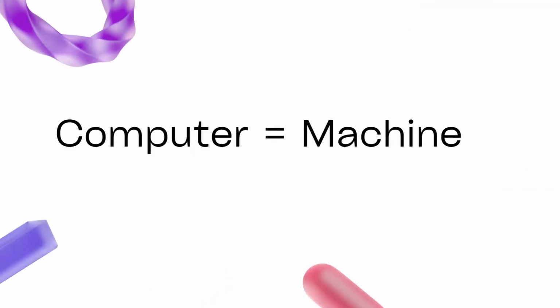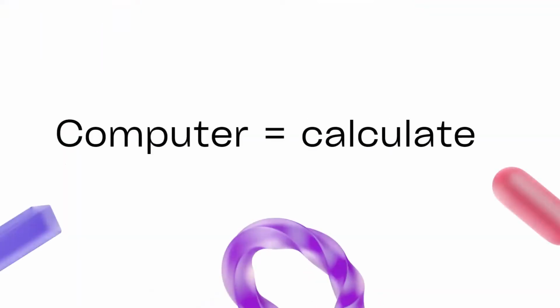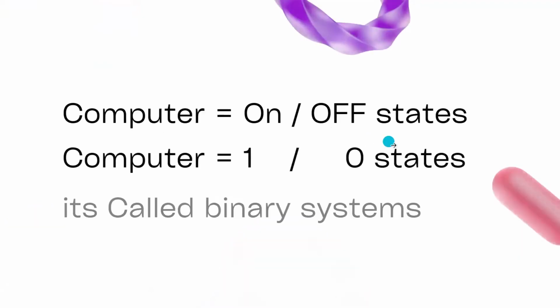So we know a computer is a machine, and we also know a computer is defined as something that calculates, and a computer has on or off states, 1 or 0 states, and it's called the binary system.